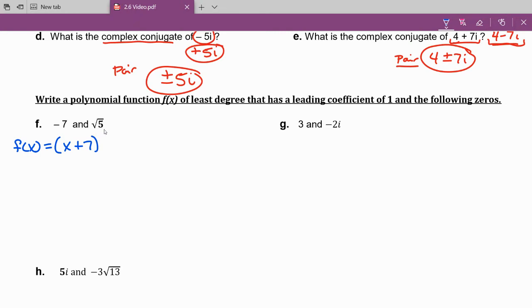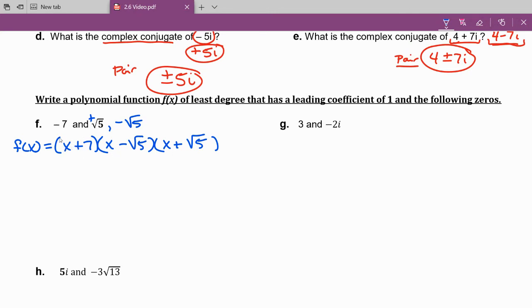Now the square root of 5 is irrational, which means it must have a partner or a conjugate. So if this is positive square root of 5, then its conjugate is negative square root of 5. And we can then write two more factors, one of them being x minus the positive square root of 5, so x minus square root of 5. And then this next factor is going to be x minus the negative, which then would make this positive square root of 5. So these are our three factors.